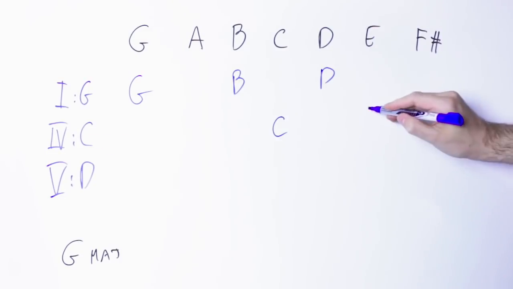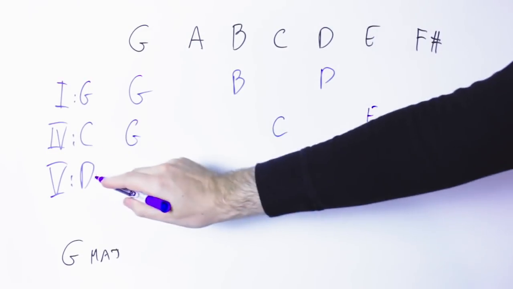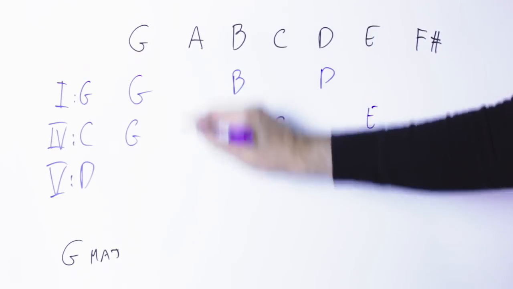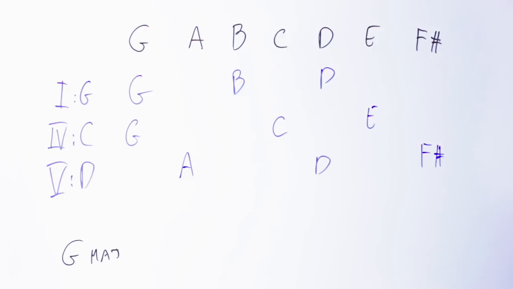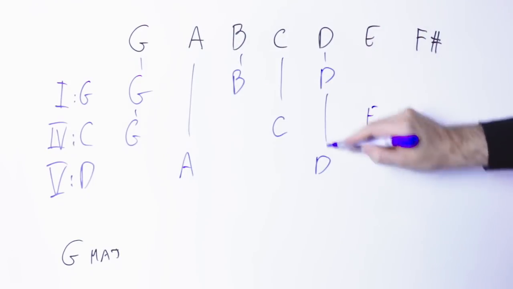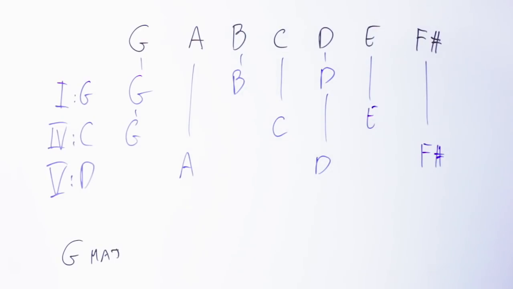The fourth chord is C major. The notes are C, E, G. The fifth chord is D major. The notes are D, F sharp, A. As you can see here, those three chords cover the whole scale. All the notes in the scale are inside at least one of those three chords.